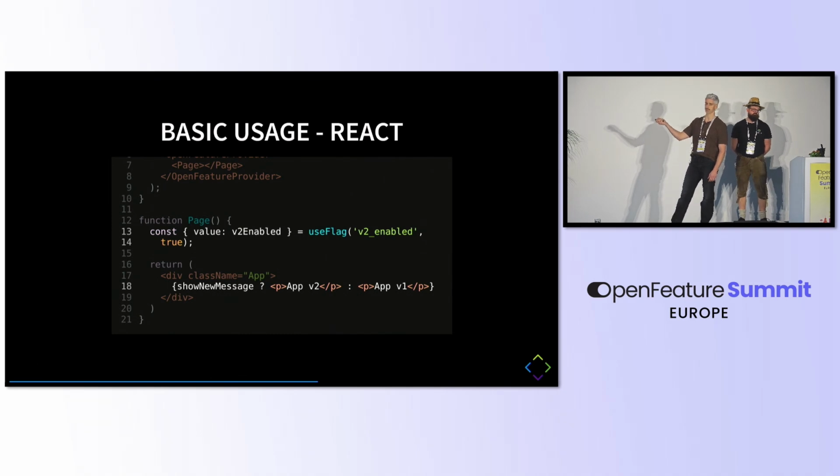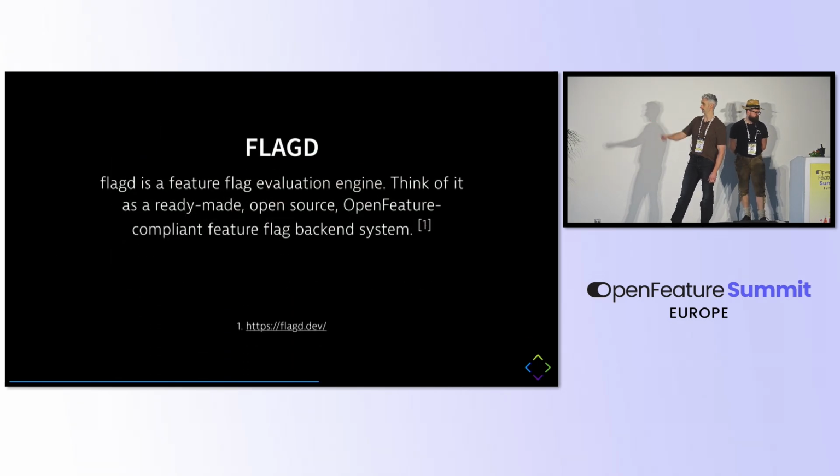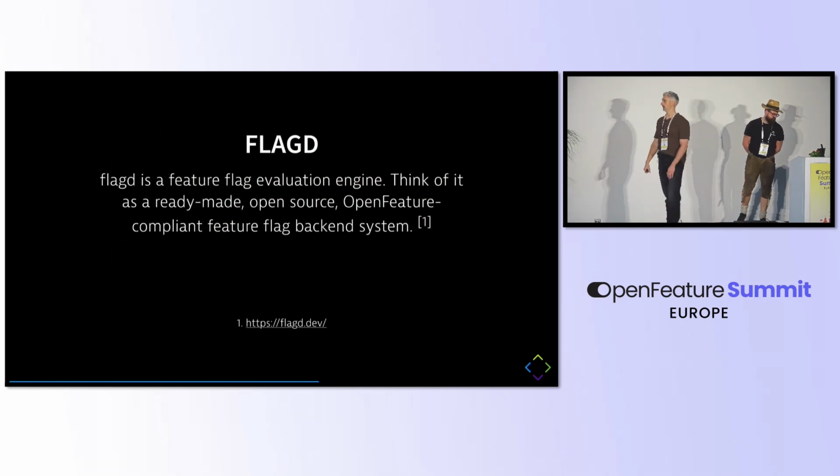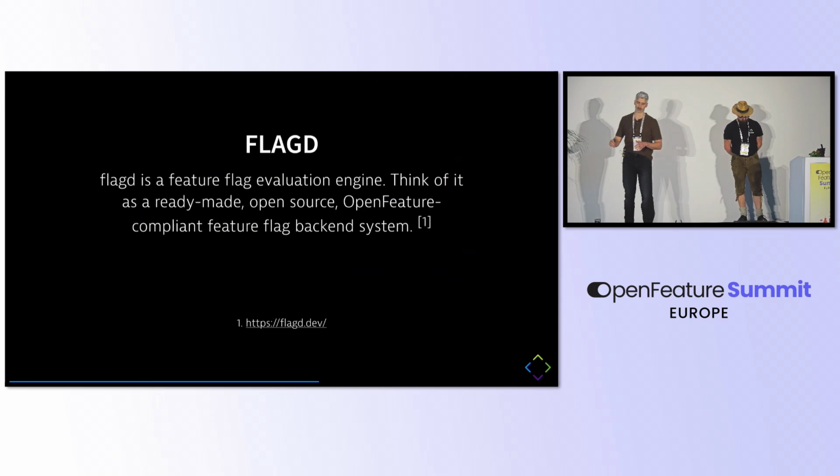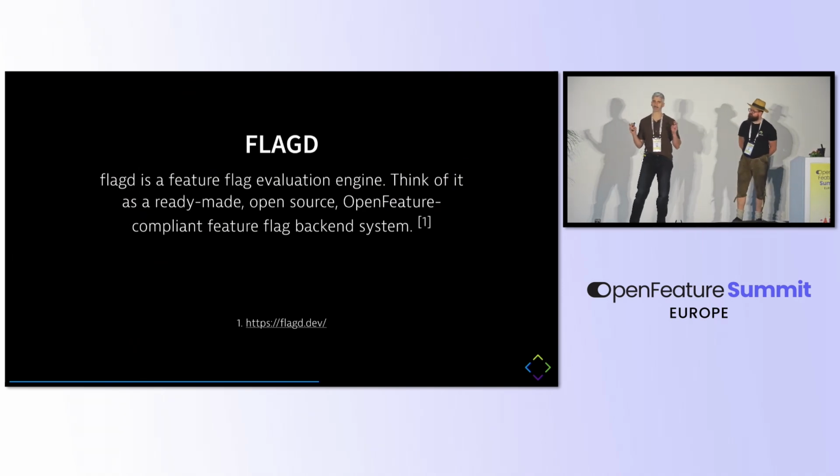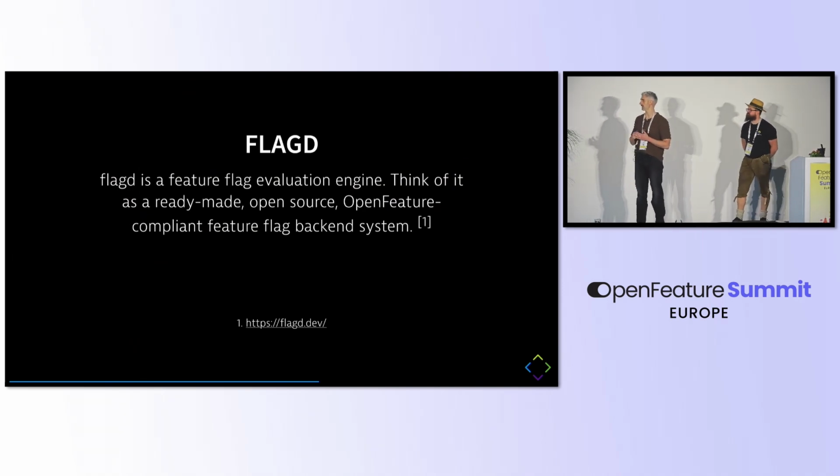It's the same thing, v2 enabled. We have a default value, and we're using, in this case, a hook because it's React, and rendering some content differentially. So flagd, I mentioned that earlier. This is like the brains of the feature flag solution, I guess you could say. It's a feature flag evaluation engine.